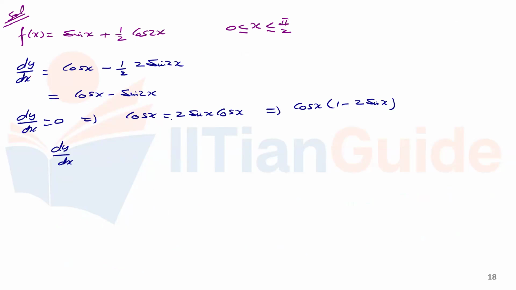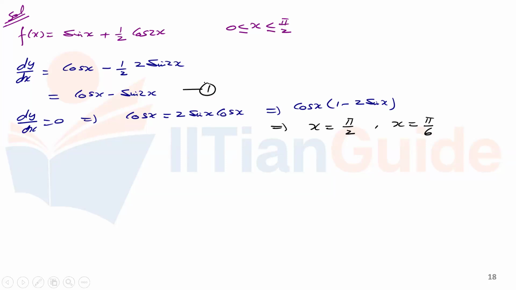Okay. dy by dx is 0 when this cos x is 0. Just a minute. So I'm writing here that means cos x is 0, so x can be π/2, or 1 minus 2 sin x is 0, sin x is half, x can be π/6. So we are getting two critical points. Okay, but anyway, it doesn't matter. This is my main equation.